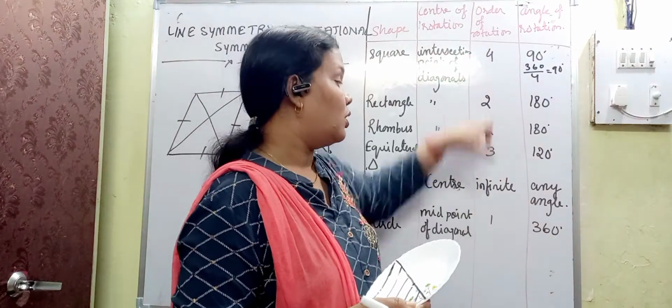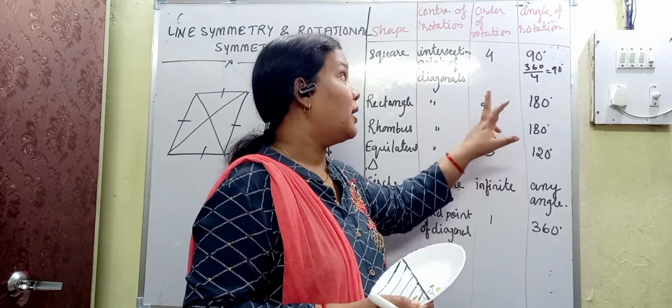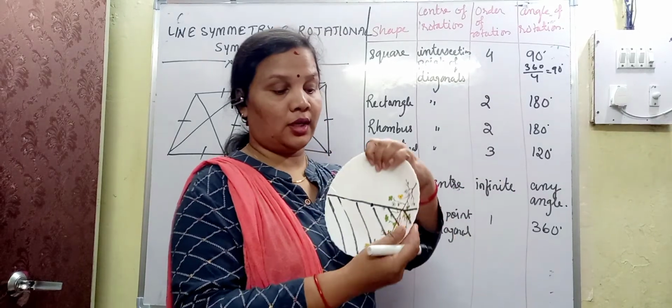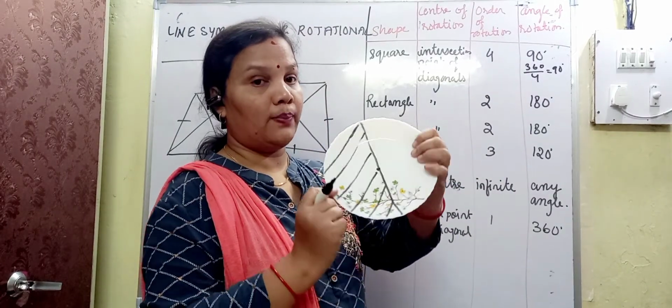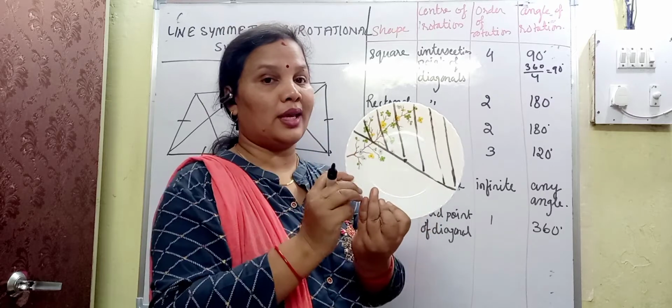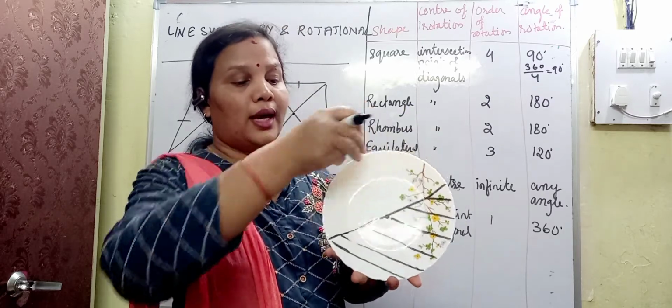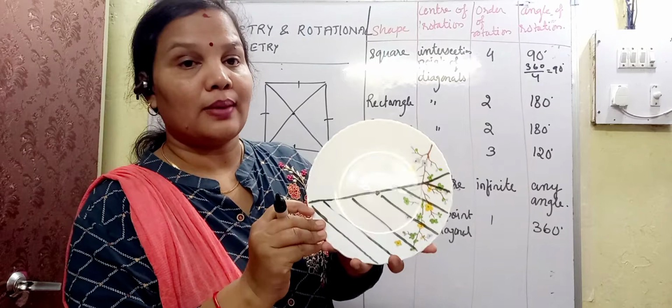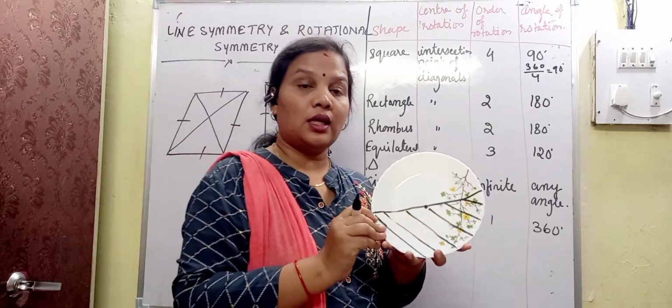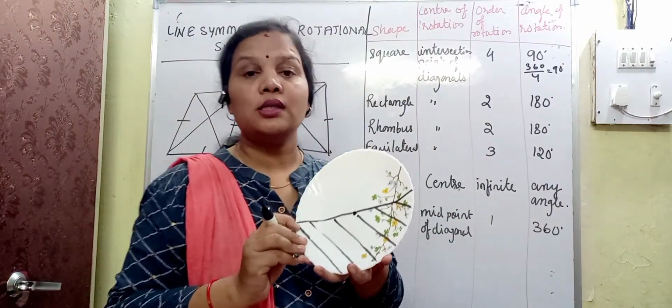So here the order of rotation is 1, and the angle of rotation is 360 degrees, because only after giving it a complete rotation am I going to get the same figure. So the angle of rotation for a semicircle is 360 degrees and the order of rotation is 1.